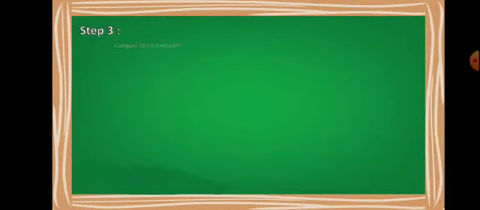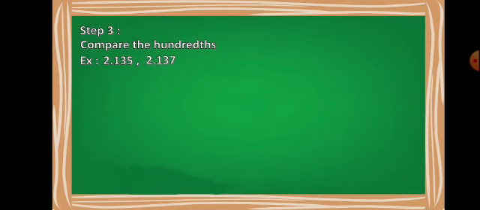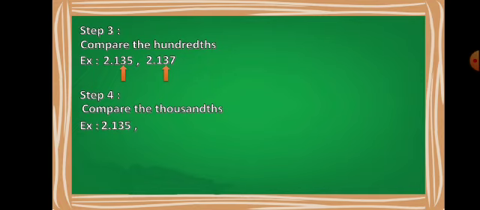Step number 3: compare the hundredths. Example: 2.135 and 2.137. The hundredths digit is 3. 3 is the same number, so the hundredths are the same. Step number 4: compare the thousandths. Example: 2.135, 2.137.